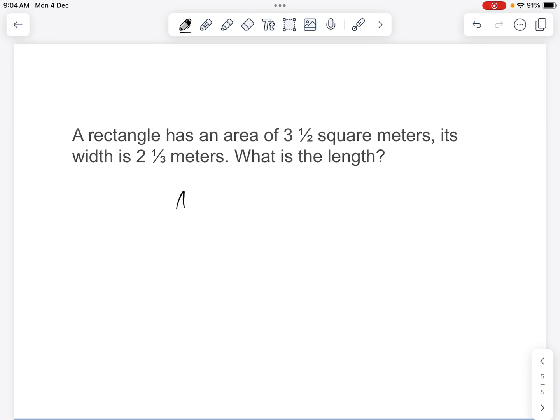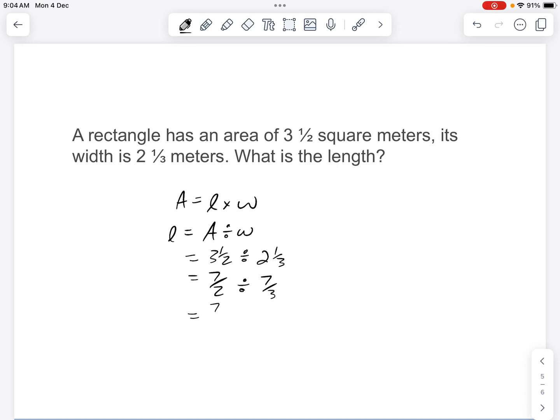The area is, remember, area is length times width. It's always a good idea to start by writing the formula you're using. So to find the length, I'm going to take the total area and divide it by the width. Well, in this problem, that's 3.5 divided by 2 1/3. And turn these to improper fractions, 7/2 and 7/3.